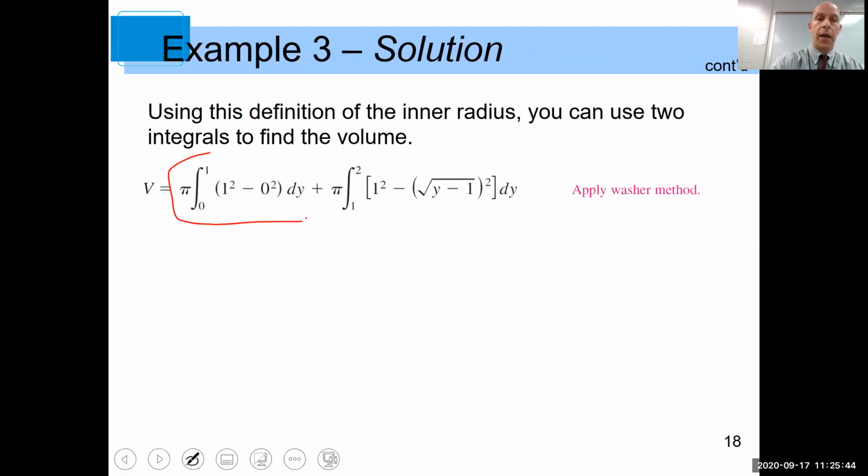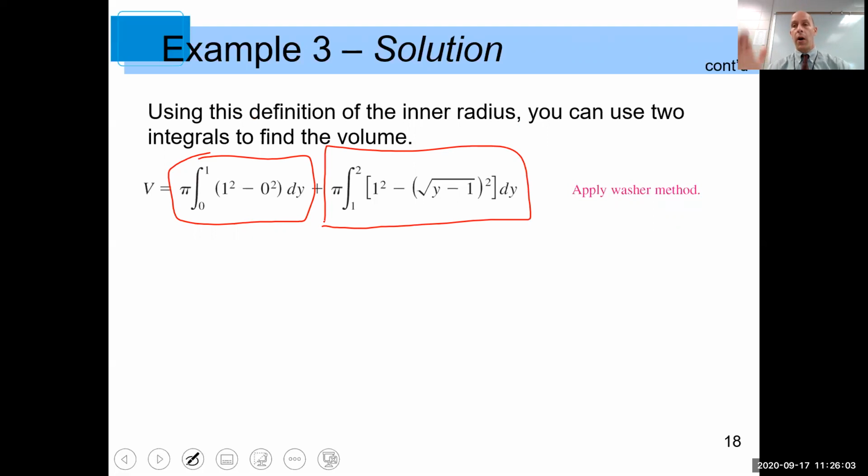This here is that bottom half of that solid. So it's pi times the integral from 0 to 1. The outer radius, or big R, is 1. The inner radius is 0. So this is our first piece. The second piece, this is our upper part of that shape. Now our outer radius is still 1, but now our inner radius is this square root of y minus 1. So now we're just going to go ahead and clean this up and integrate.